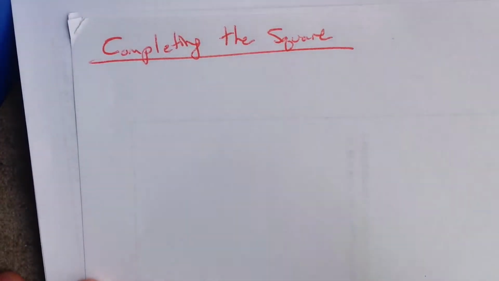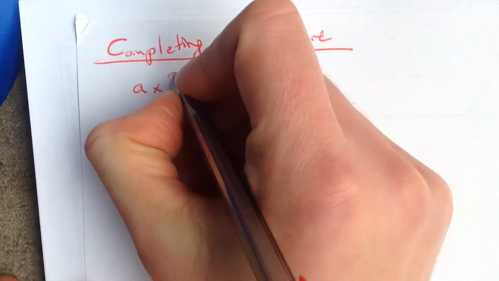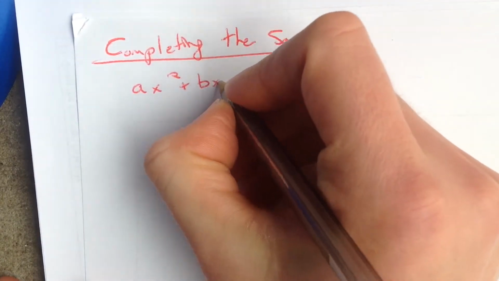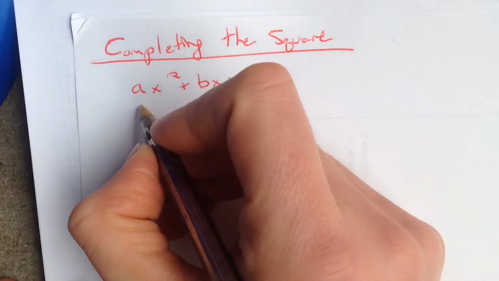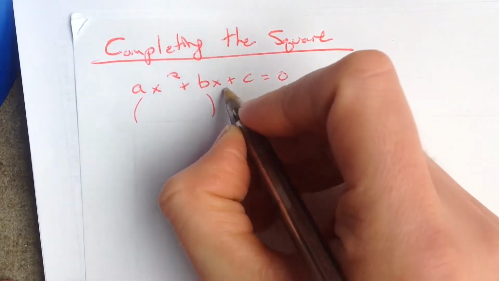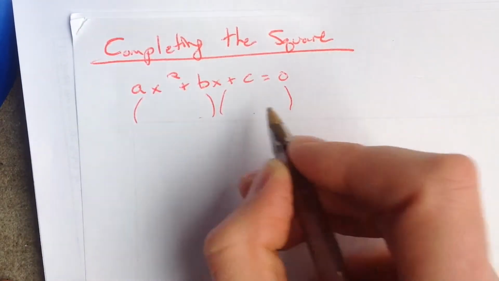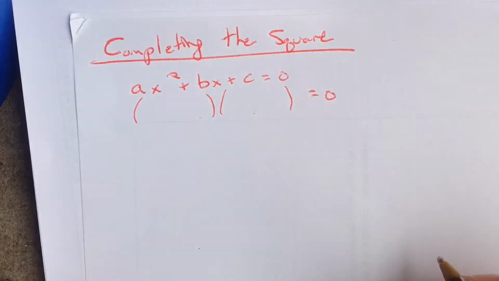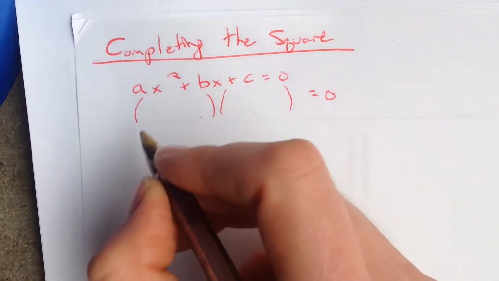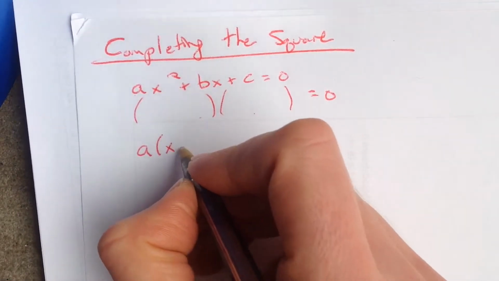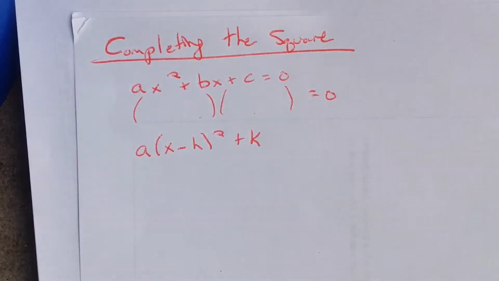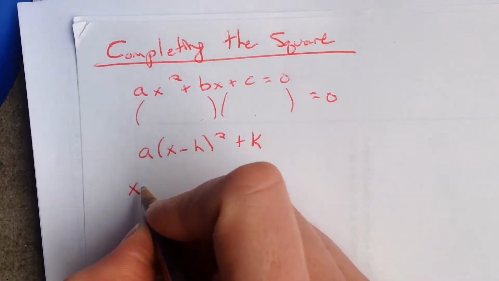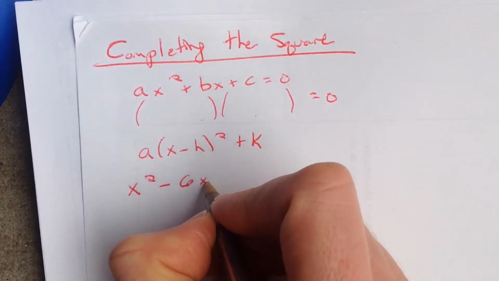Completing the square allows us to take something in this form and put it into something where it will be factored into two identical things that are all equal to 0. It also allows us to take something in this form and put it into what we call vertex form of a quadratic.